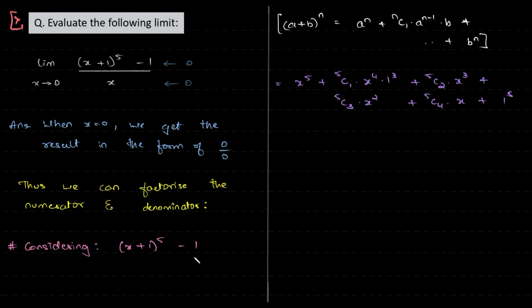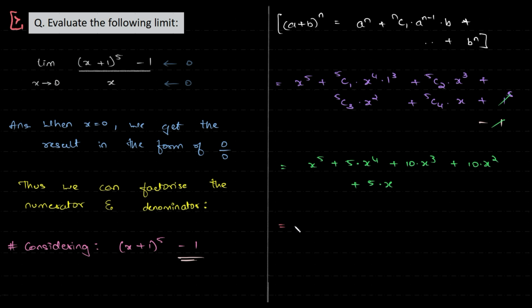But we should not forget the minus 1. There's one more term, minus 1. So what happens? Plus 1 and minus 1 will get cancelled. And we have the following: x to the power of 5, 5C1 is 5 into x to the power of 4 plus... If you ask me, you need not do this. I'll tell you why, because things are going to get cancelled.